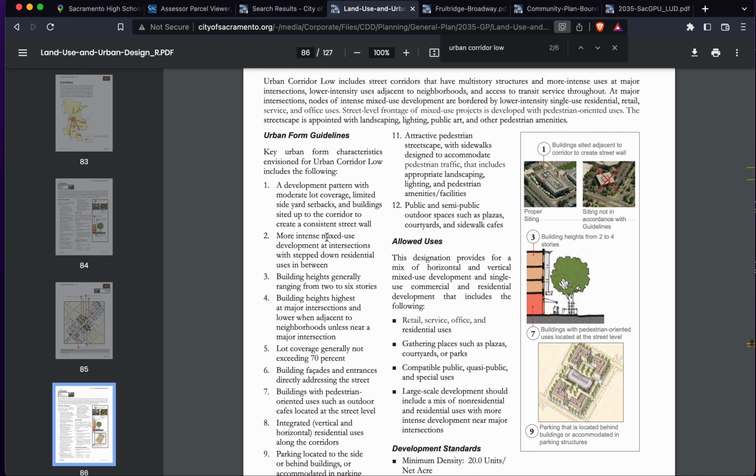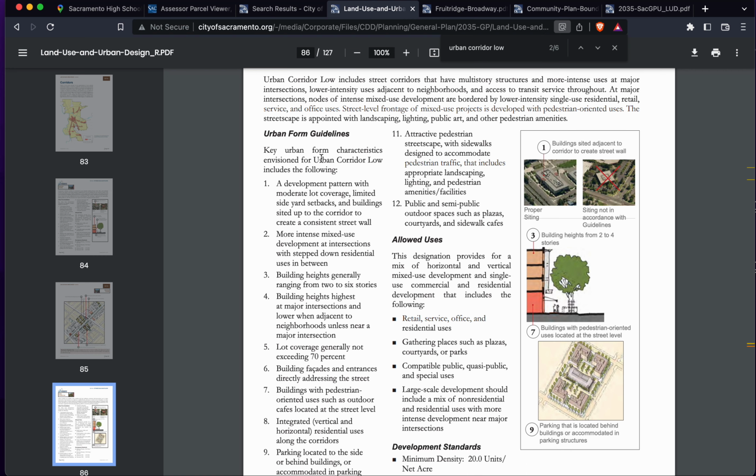It says that there are certain characteristics. Buildings sited adjacent to the corridor to create a street wall. So they don't want you to have a building that is far from the street. They want you to site it very close. So why is that? What's the rationale? You have to read through here. Typically, they do this because they wanted to create a wall behind or in front of a residential area, and that's why they wanted to do that. So that's the purpose of that one.